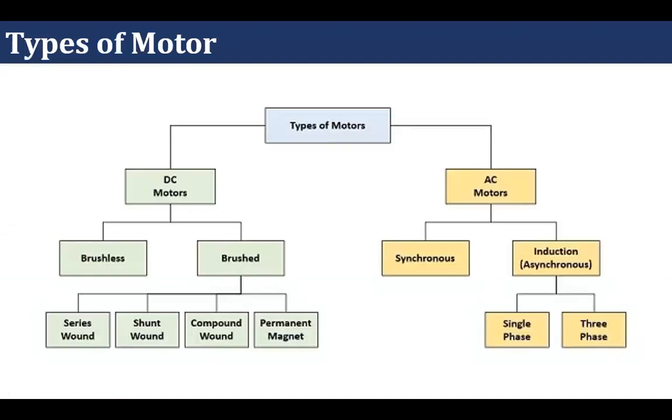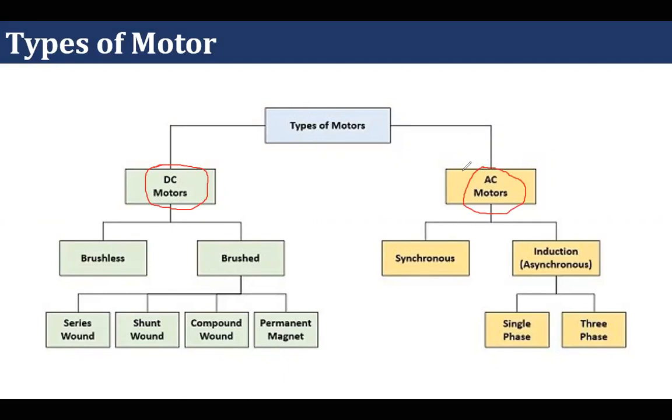This hierarchical diagram shows the basic types of motor. We know that in case of motor, we need electrical energy from the input side, and so depending on the type of electrical input, motor can be of two types: DC motor, which needs DC supply, and then AC motor, which needs AC supply. Again, this DC motor can be of two types: brushless DC motor or brush DC motor. Brush DC motor is of two types: separately excited and self-excited.